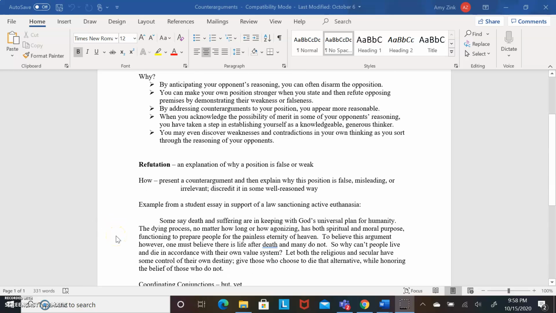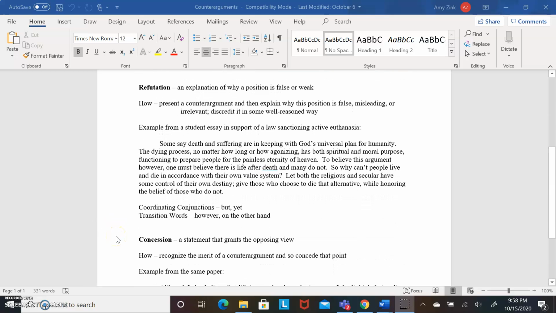So getting into that, one way, and probably the most common way we respond, is called a refutation. This is where you would explain why that other side's argument is somehow false or weak or missing something. In your paragraph, the way you would do it is you would start by presenting that counterargument, and then you'd follow it up with explaining why that position is false, misleading, or irrelevant. So somehow you would discredit that reason.